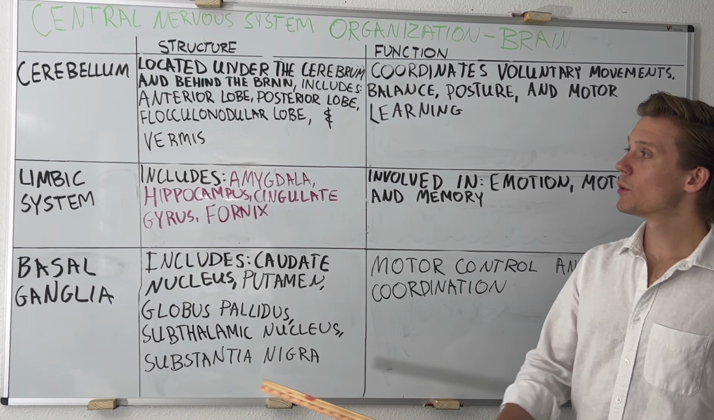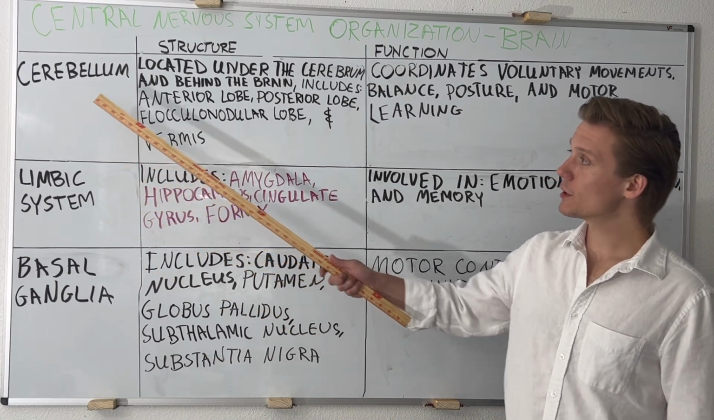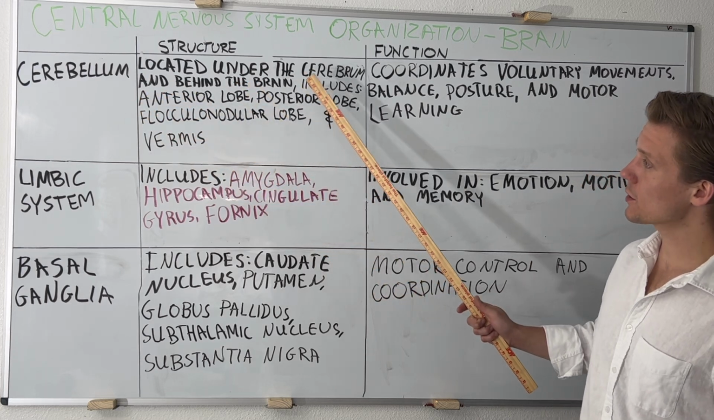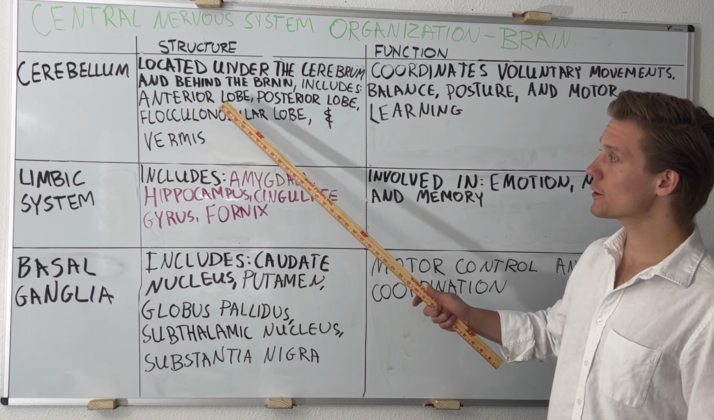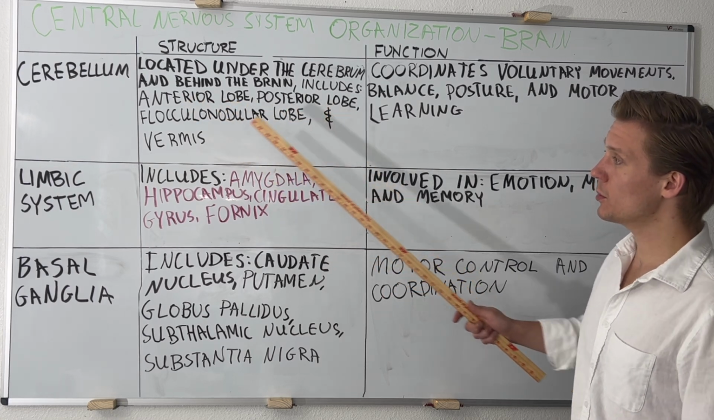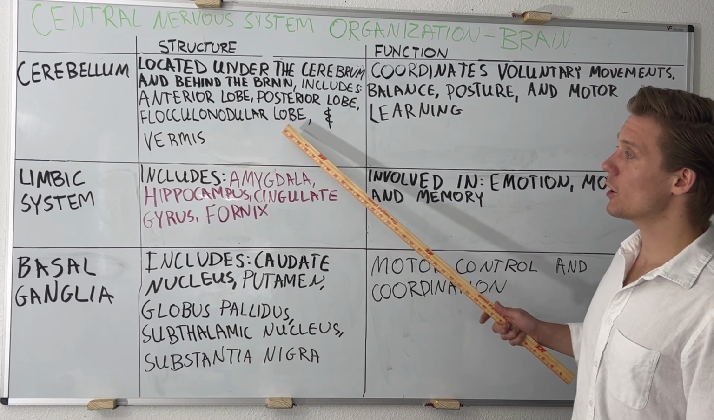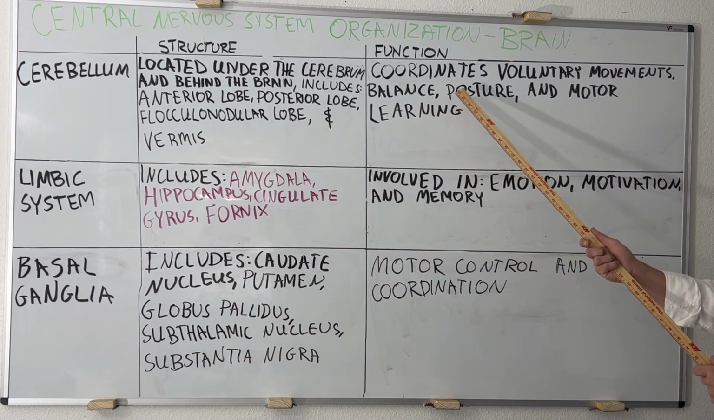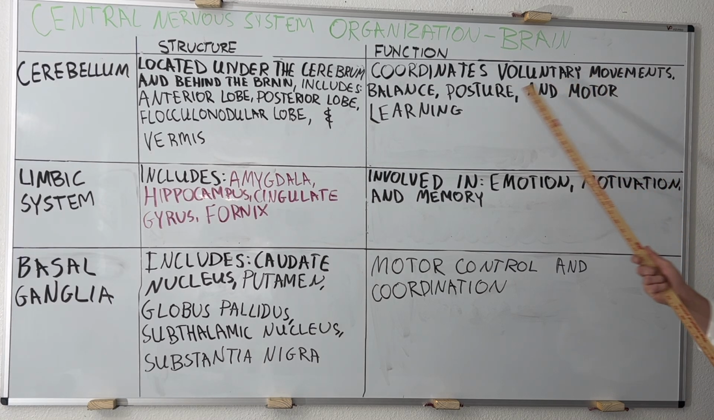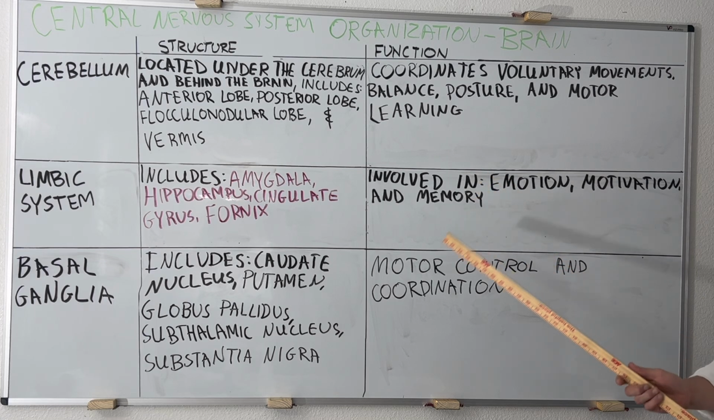Moving on, we have the cerebellum, which is located under the cerebrum and behind the brain. It includes the anterior lobe, posterior lobe, flocculonodular lobe, and vermis. And its functions include coordinating voluntary movements, balance, posture, and motor learning.